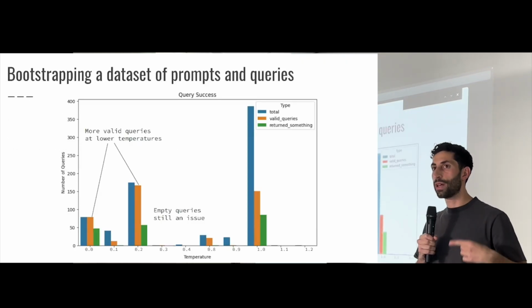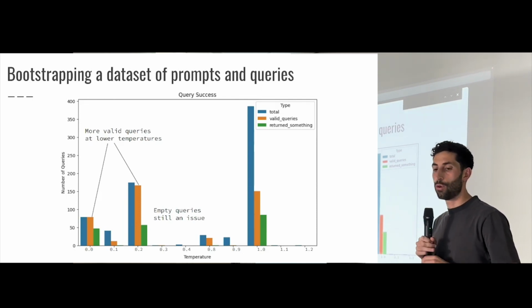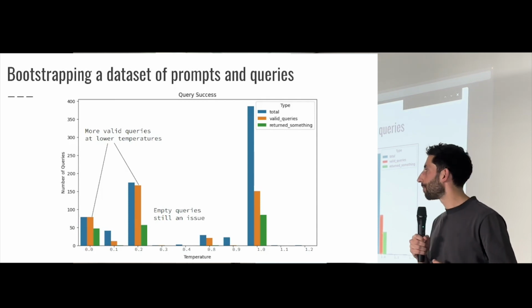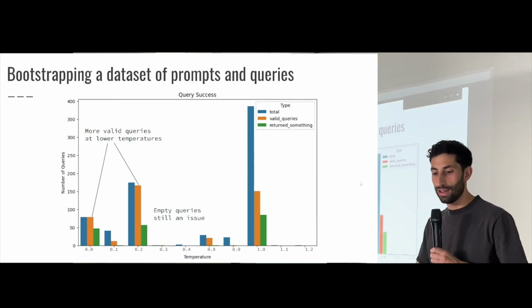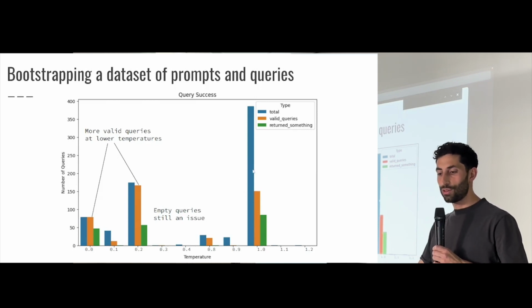As we've been developing the app and testing everything, we've been bootstrapping our own data set. So I have on my machine about 600 queries. Most of them you can see, the success rate is below 50%.